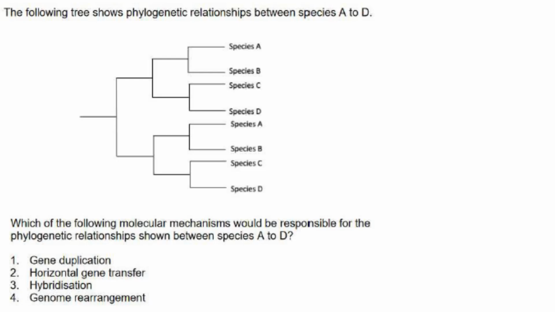Then next one. The following tree shows the phylogenetic relationship between species A and D. So this is species A, B, C and D. Same in this branch also, species A, B, C and D. Which of the following molecular mechanisms would be responsible for the phylogenetic relationship shown between species A to D? It is just gene duplication.